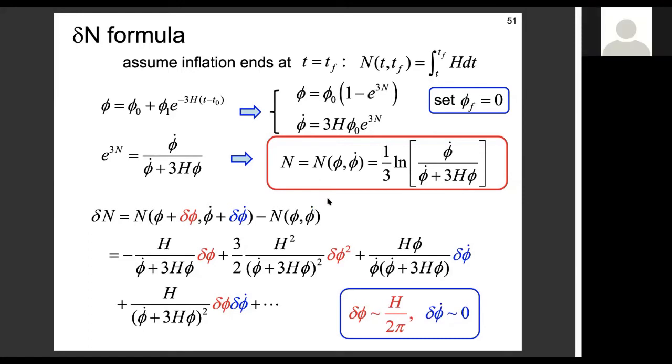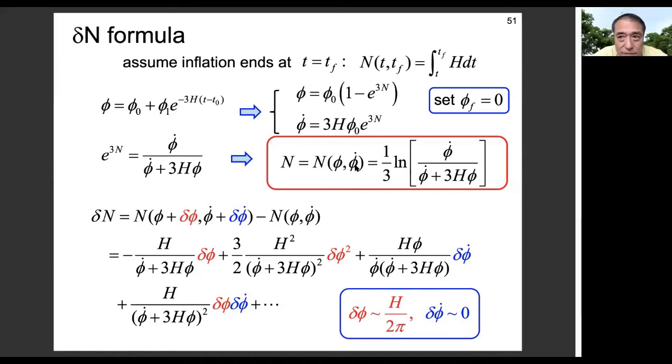So that's not physical. But it's much easier to express this in terms of phi and phi dot, so that you know how to compute the number of e-folds given the initial conditions of phi and phi dot, right? So the most important thing here is the degrees of freedom in the system.